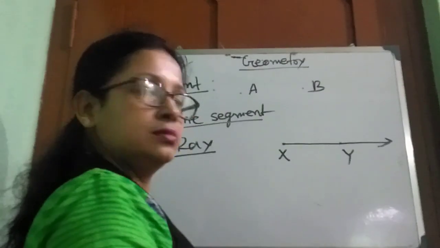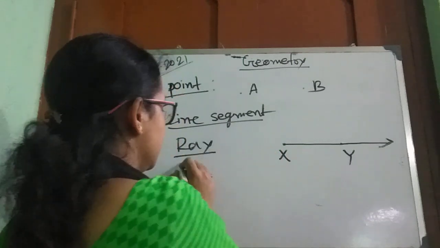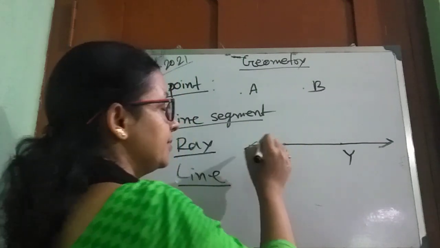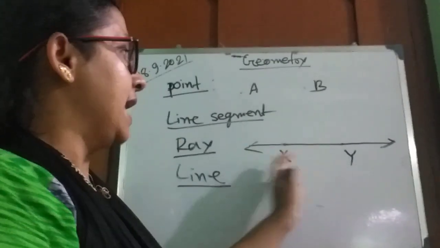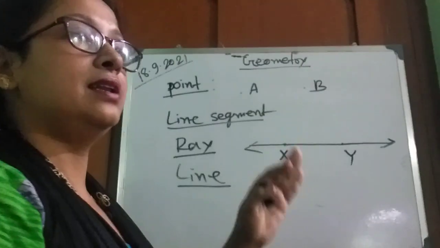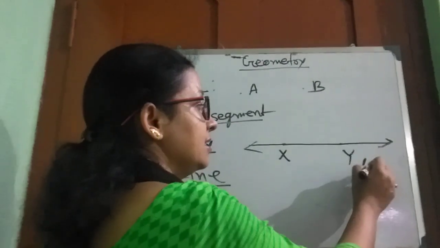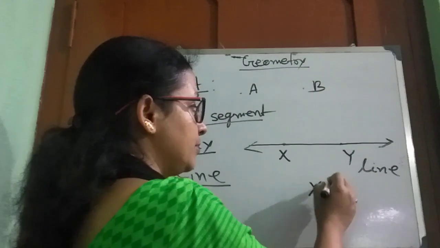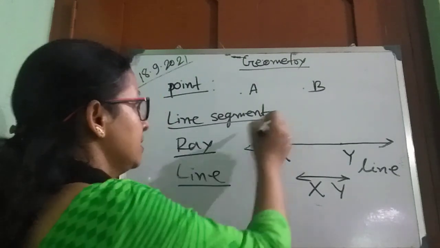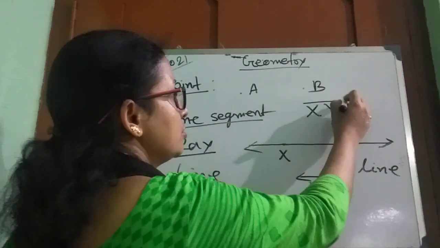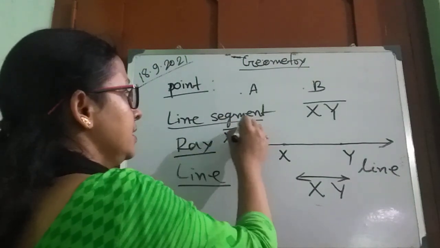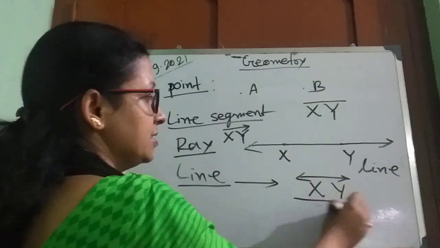Next is line. If you extend the line segment in both directions, it means that in both directions there is an arrow, so the line segment is extending in both directions endlessly. So it represents a line, it becomes a line, and then you have to write it in this way. So when it is a line segment, it is written in this way. When it is a ray, it is represented in this way, and when it is a line, it is represented in this way.